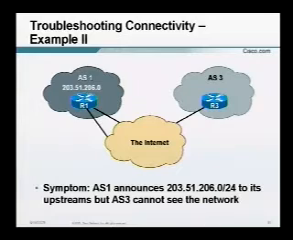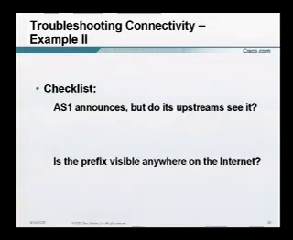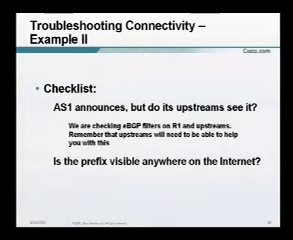Okay, what about this? AS1 announces, I picked a real network. This was my DSL network at home, but, well, it is no more, but anyway, it was my DSL network at home, so it's a bit more of a real example. The ASs still aren't real, but it doesn't matter. So, I'm announcing this to the upstreams in the internet, but the AS3 can't see the network at all. AS1 announces, do the upstream see it? Checking eBGP, blah, blah, blah, blah.